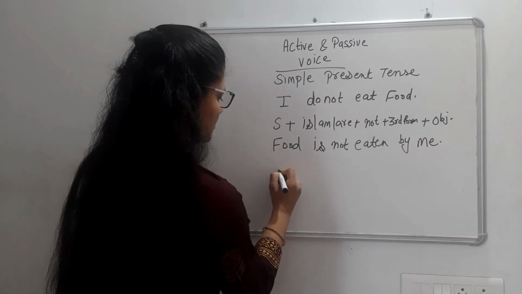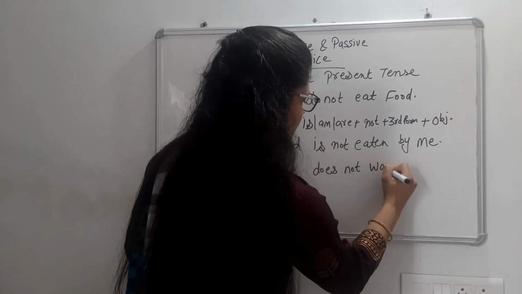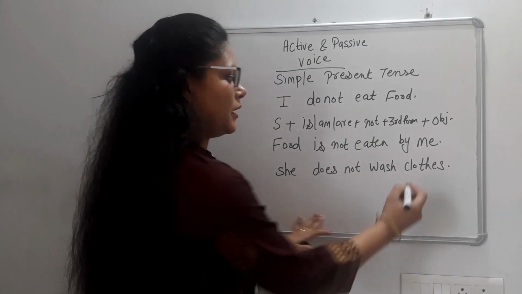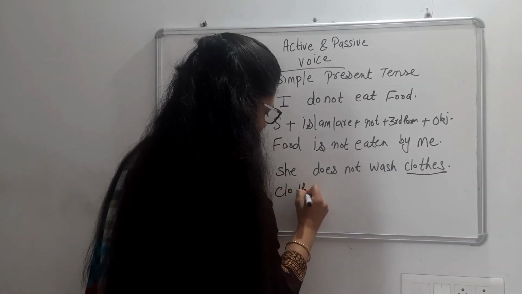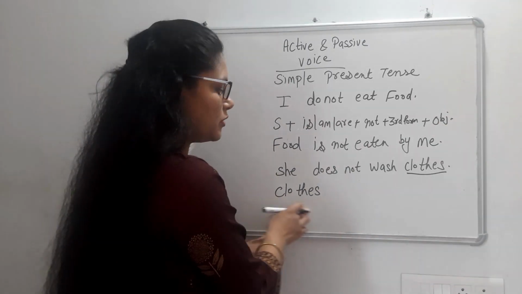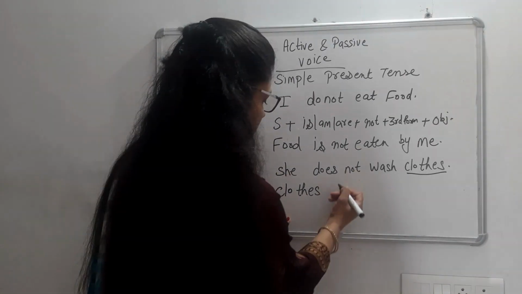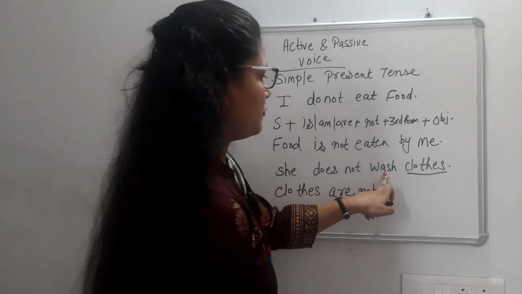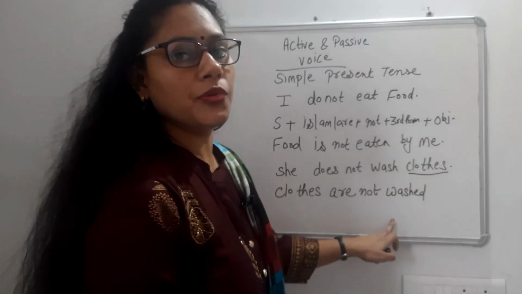Next, she does not wash clothes. Same here, the object clothes is given, so it will be the subject here, and we have to write the helping verb according to this subject. So clothes, here clothes is plural, so clothes are, then not, third form of the verb washed, and she will be changed into her.